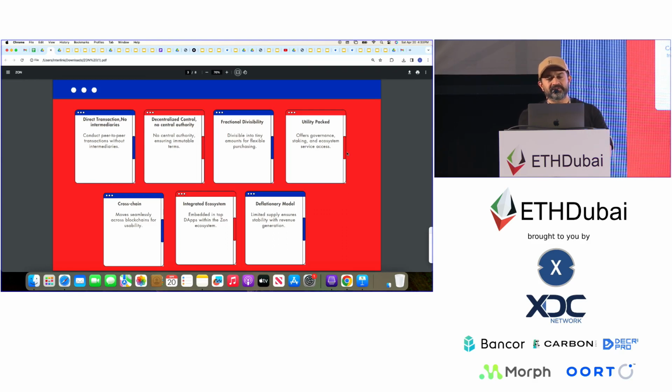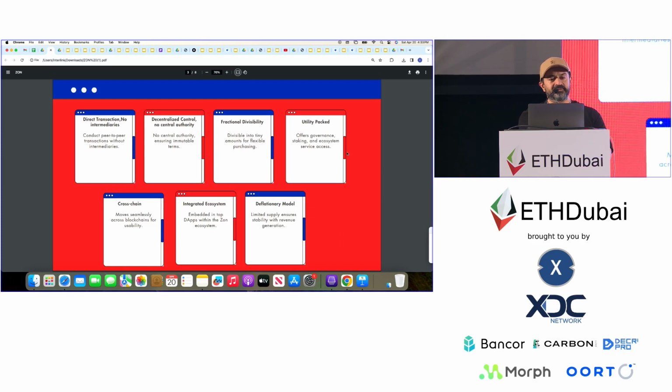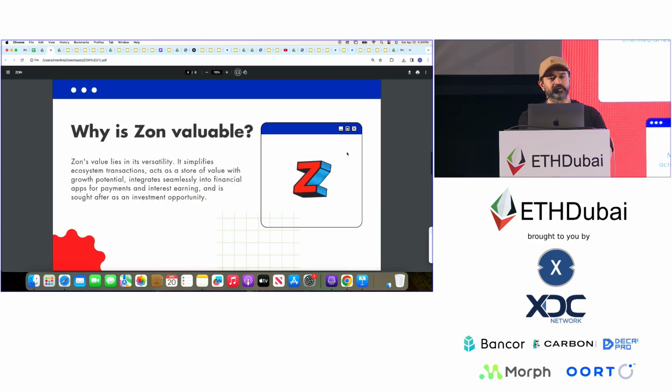The uniqueness of this token is that it has direct transactions, no intermediary. It's decentralized control, no central authority. Fractional divisibility is possible. Utility packed, cross-chain, integrated ecosystem, and deflationary model. That's the USP of our token.